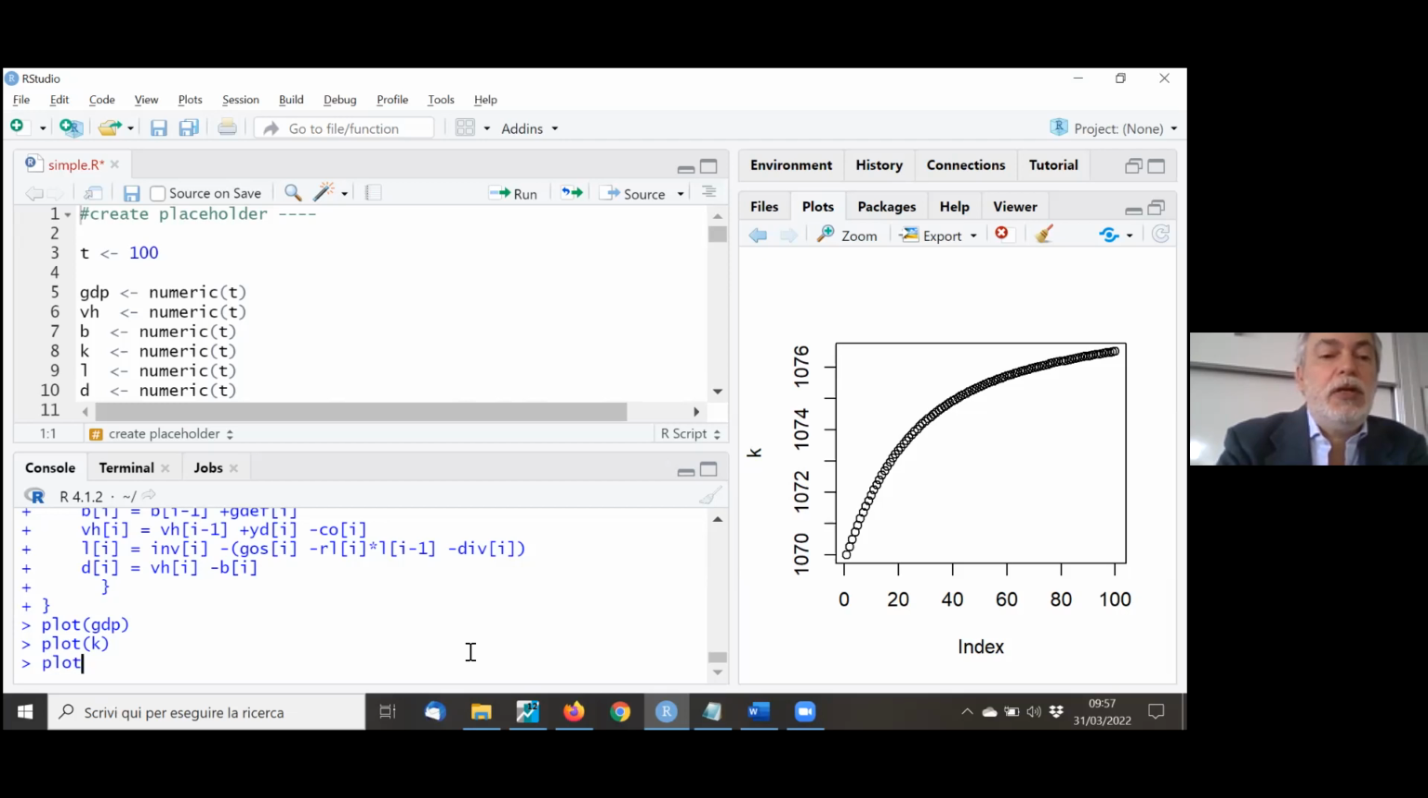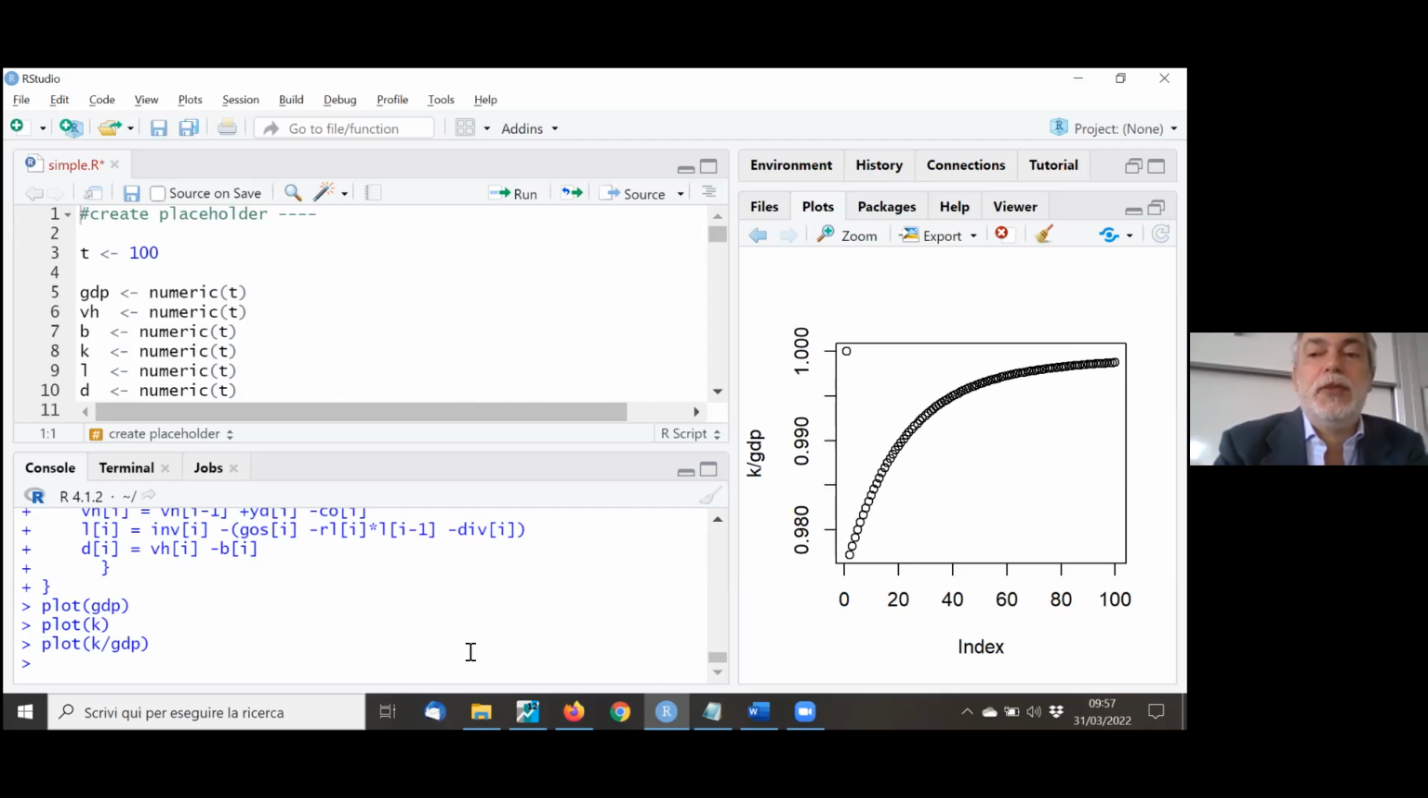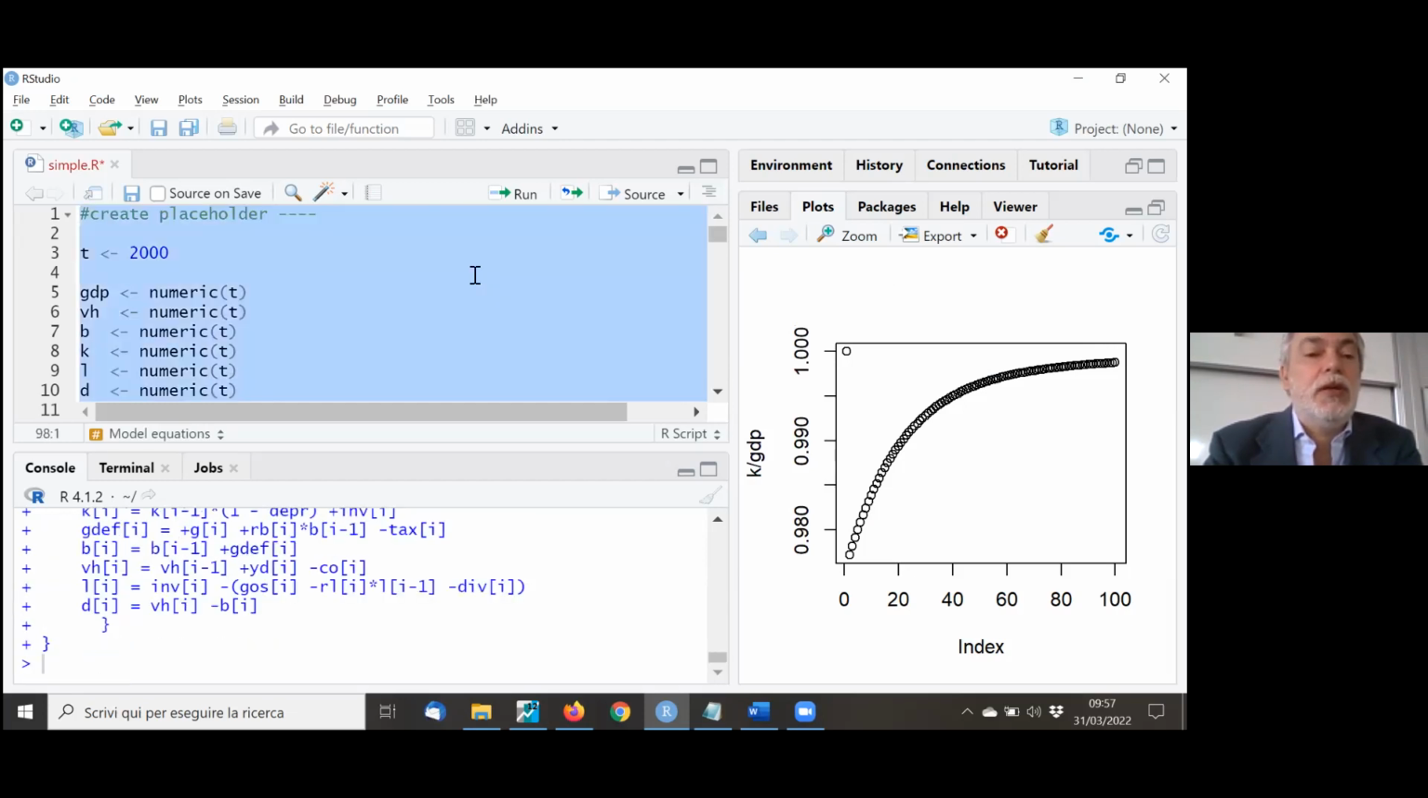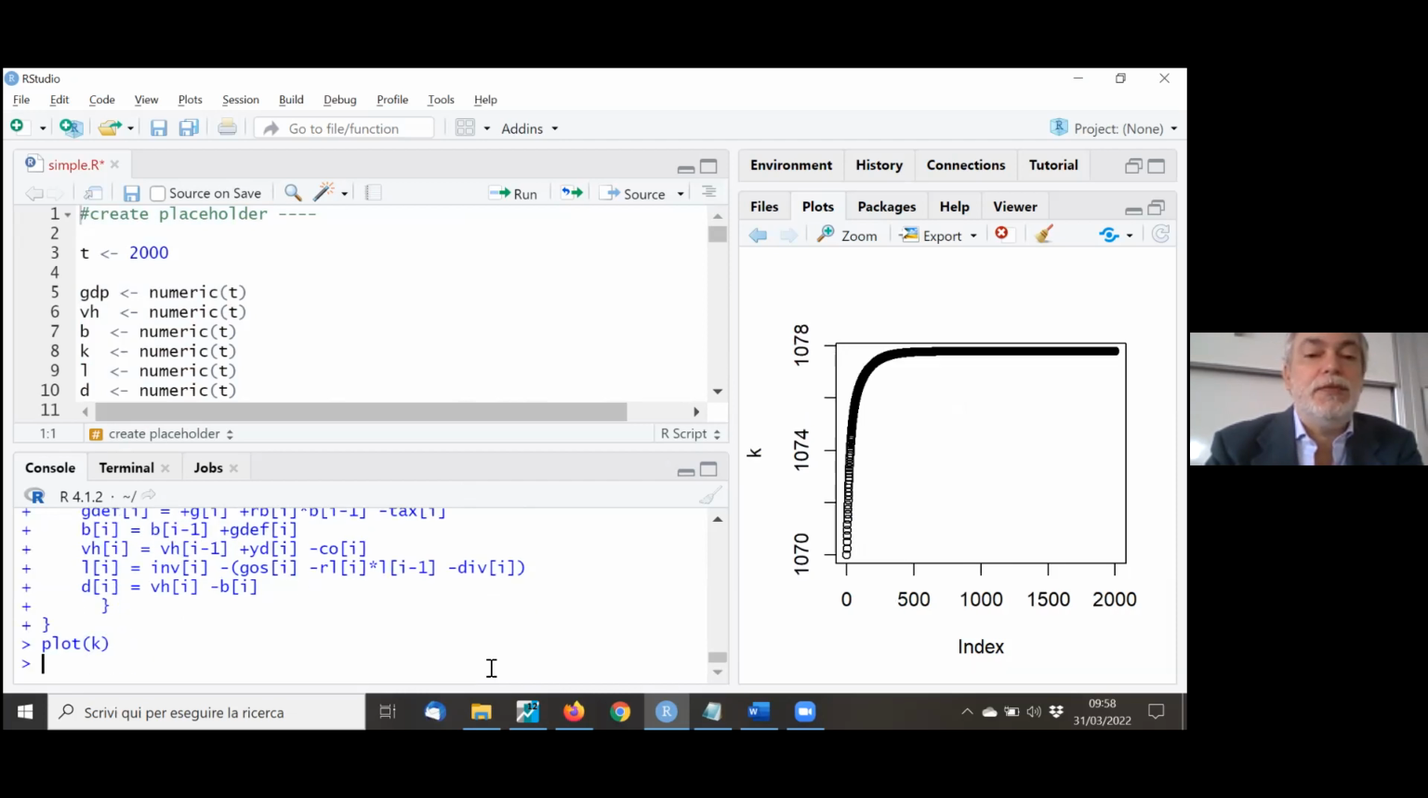Can I plot the capital? Yes. Okay, so this is working, it is converging more slowly. Now in these charts, we were looking at 2,000 replications. Now we only have 100. So I think that if we have the same, we should get, yes, it's converging to the steady state.